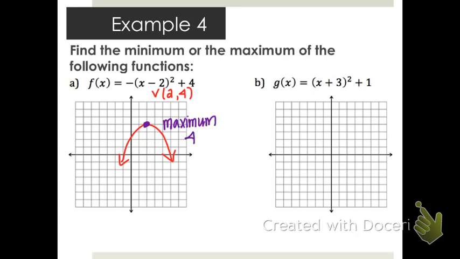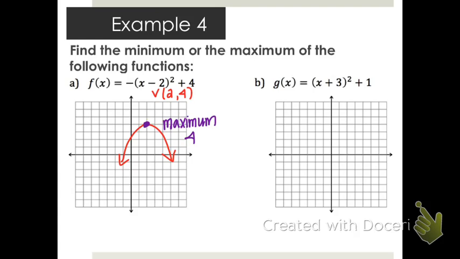at 4. Now, we can't say a maximum at y equals 4 because y equals 4 is actually a line. And in this case, we are just looking at a point. So saying that the maximum is 4 is an okay answer.